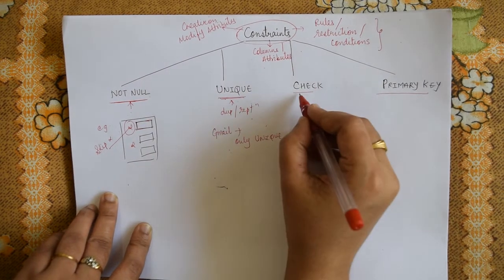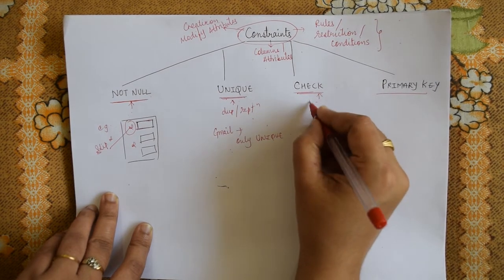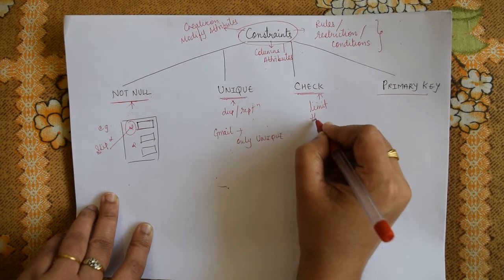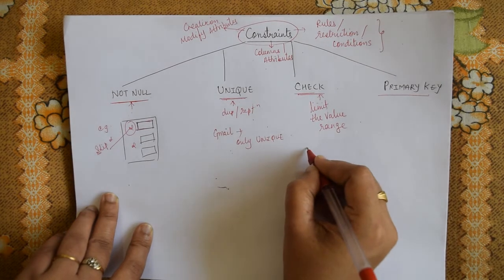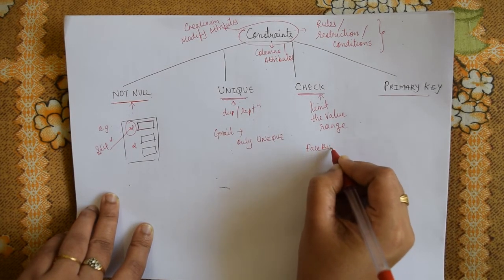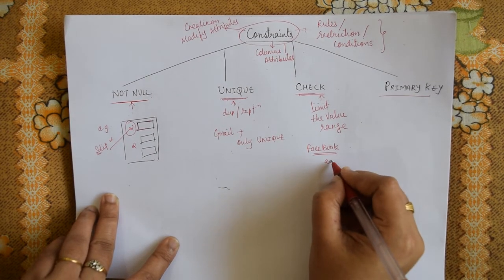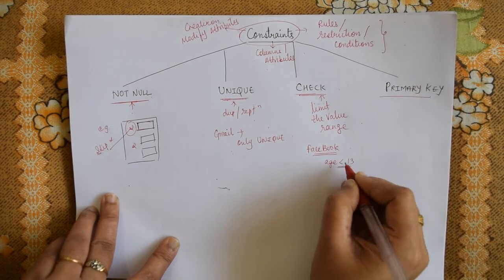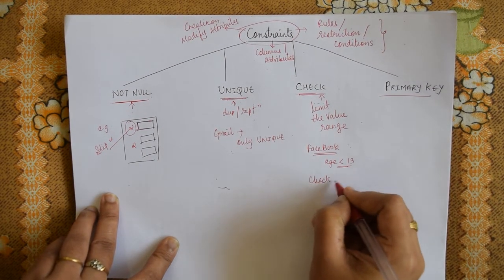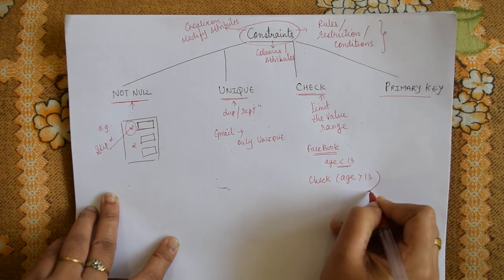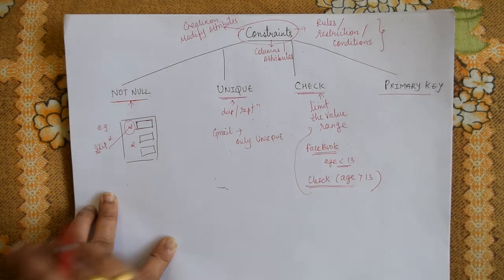Now next is the check constraint. Check is used to check different conditions or to limit the value range. For example, when we create a Facebook account, there are certain age limits. If your age is less than 13, you are not allowed to create a Facebook account, correct? So it will check whether your age is greater than 13. In this way you can use the check constraint to check different conditions.